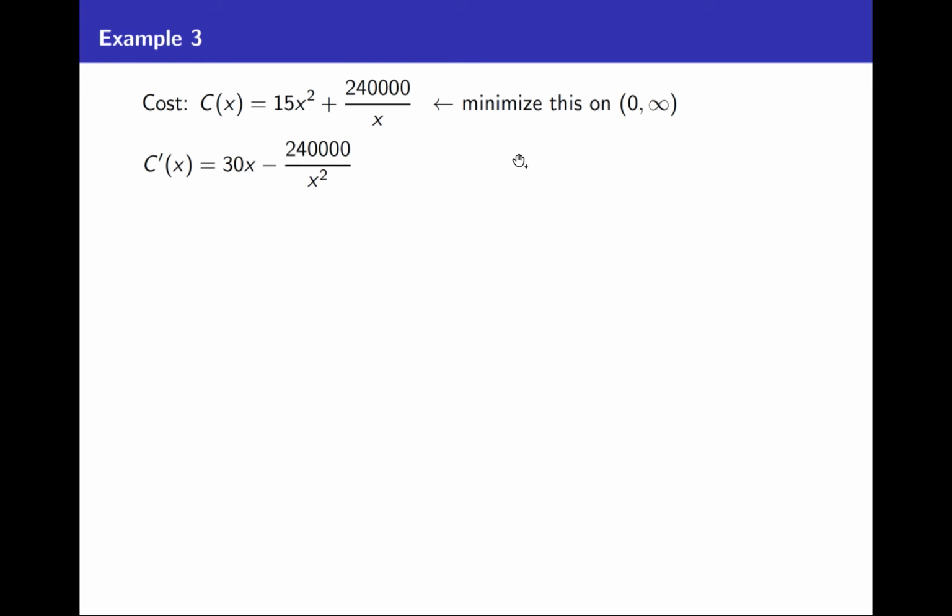So the other kinds of critical points are the ones where this derivative is equal to 0. And to find them, you take that derivative and you set it equal to 0.